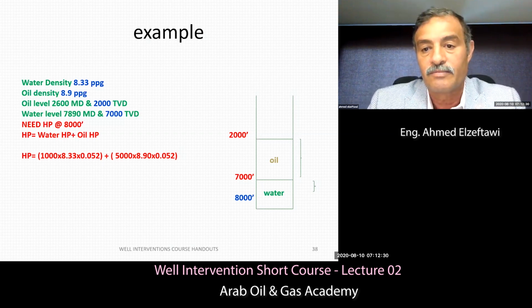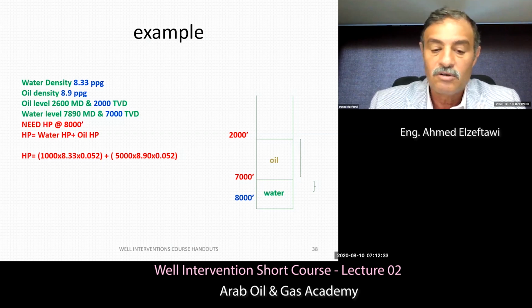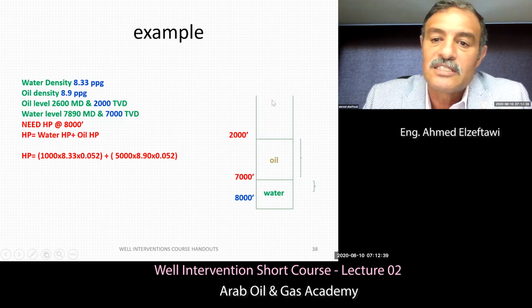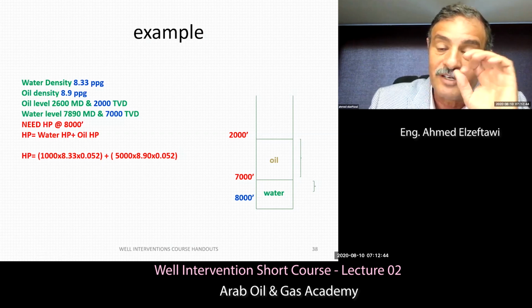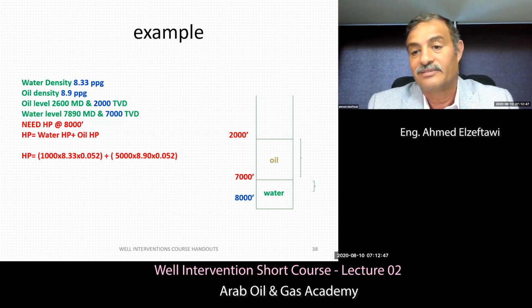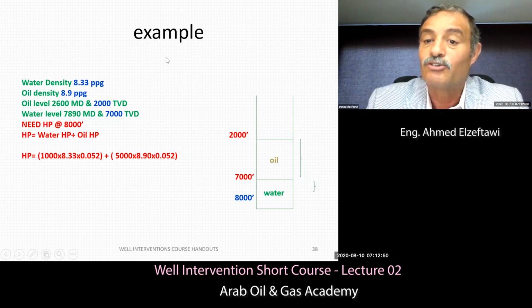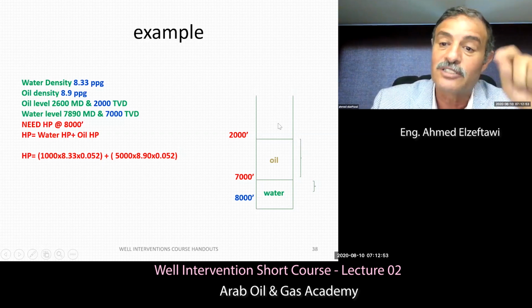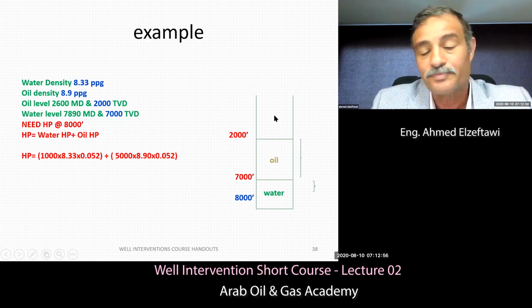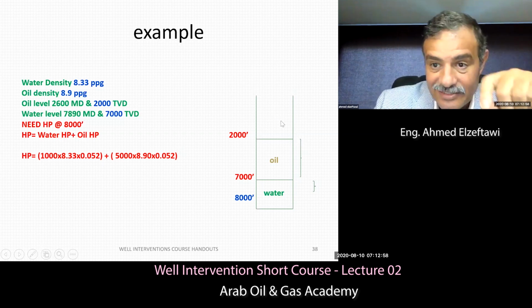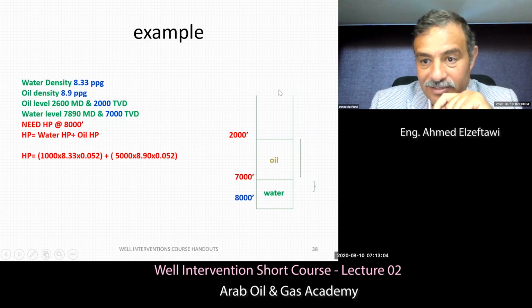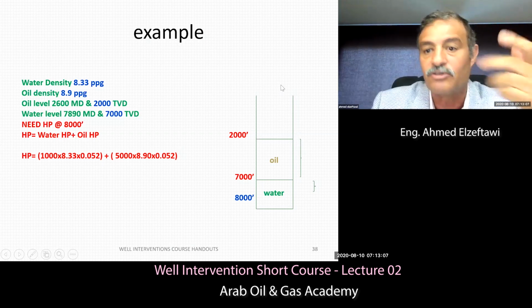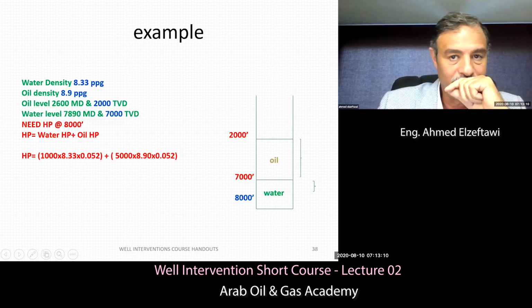So people, you might ask, what about this portion above the oil? Since I didn't give you any information, you cannot calculate it. But this will be very important if we shut in the well. If we shut in the well, you have to add the hydrostatic head of this column of gas plus the shut-in pressure, which is measured by a pressure gauge on top here. Whatever it is, 500, 1,000, 2,000, you have to add this to the hydrostatic head pressure.